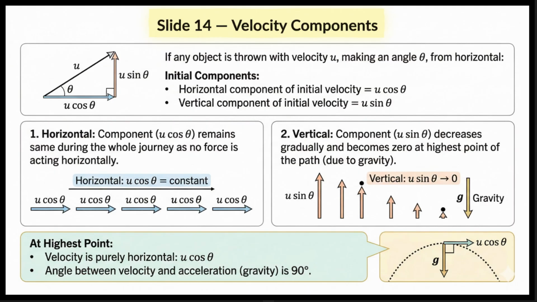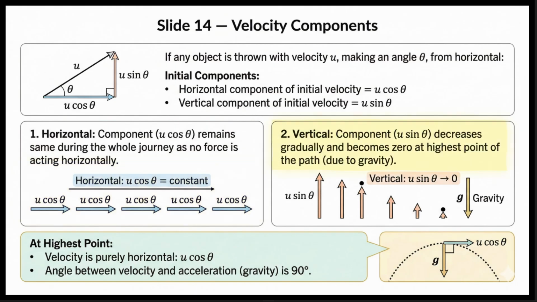If an object is thrown with speed u at angle theta from the horizontal, the velocity vector diagram shows the initial decomposition. Horizontal component u cosine theta and vertical component u sine theta. Here's what makes projectile motion so elegant to analyze. The horizontal component u cosine theta remains exactly constant throughout the entire flight. There is no horizontal force acting, so horizontal acceleration is 0. The diagram confirms this. Equal horizontal arrows all the way across.